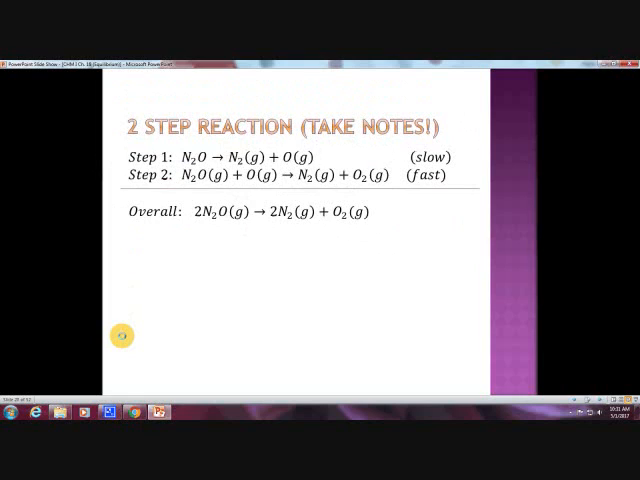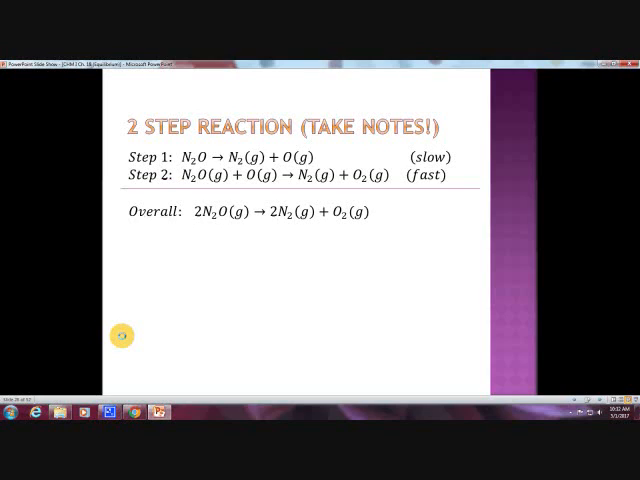So this is a 2-step reaction. I don't have very much written down, and I'm going to say some more things out loud that are not on the page. First of all, let's look for an intermediate. The intermediate shows up on the product side in step 1, and it's used as a reactant in step 2. There's one intermediate for this reaction set.